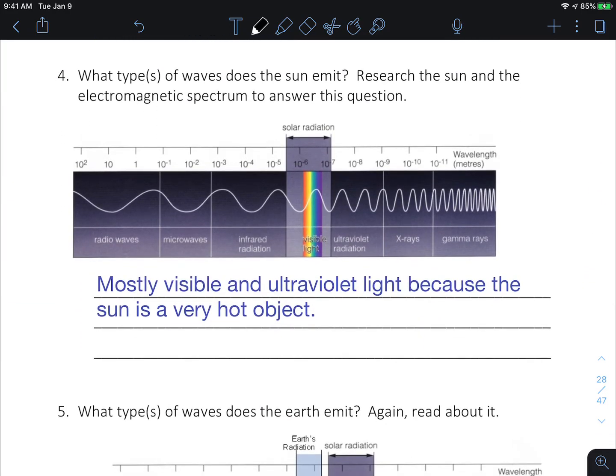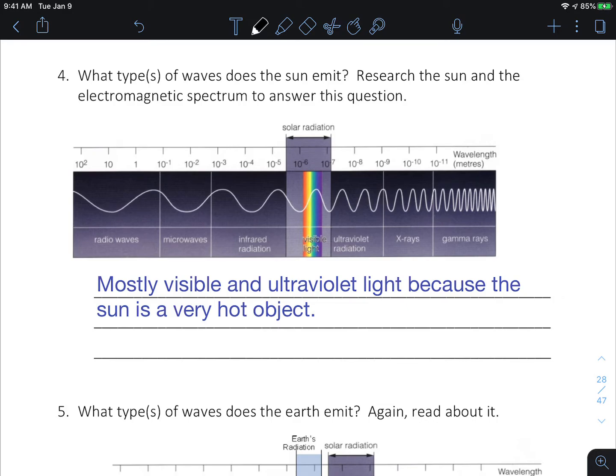Now we're going to change modes here. We're going to talk about something called electromagnetic radiation, or the electromagnetic spectrum. This question asks, what type of waves does the sun emit? Research the sun and the electromagnetic spectrum to answer this question. We don't have to talk about this very much, but we have mentioned this idea a little bit, that energy is carried by a particle known as a photon. And that photon comes in a couple of different varieties. They come as radio waves, as microwaves, as infrared radiation, visible radiation, ultraviolet radiation, X-rays, and gamma rays.